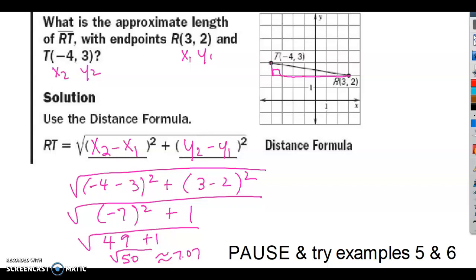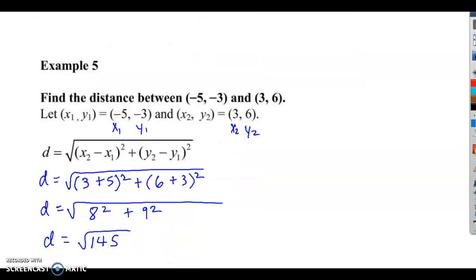I'd like you to pause and try examples 5 and 6, and I'm going to show them to you now. All right, so here's another distance formula problem. x1, y1, x2, y2. Throw them in the problem. I'm going to show you how to use Desmos.